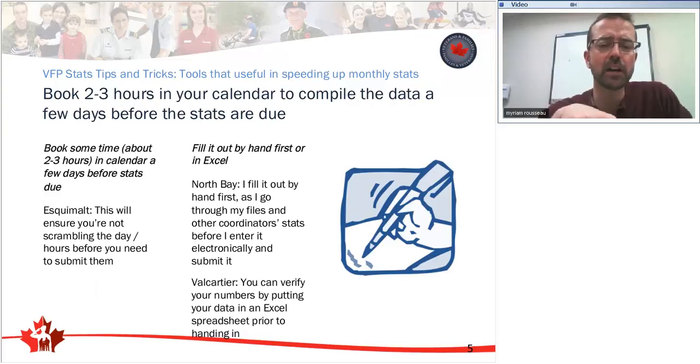Another one is actually filling out things by hand, because a lot of people find that a lot easier. For instance, in North Bay, they noted that they fill it out by hand first as they go through the files and other coordinator stats before they enter it electronically and submit it. And in Valcartier, it's mentioned as well that you can verify your numbers by putting your data in an Excel spreadsheet prior to handing them in. So that's what I mean about doing it by hand. Some people find that speeds up things quite a bit, because that way you just feel a little bit more safe about reporting on sums and that.